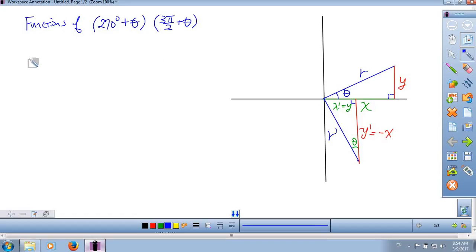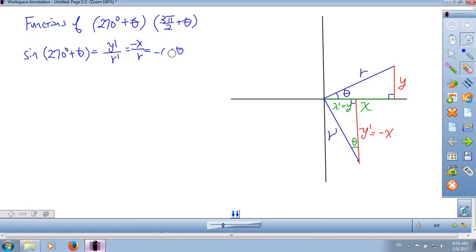So we can take a look at our sine functions. Sine of 270 plus theta will be equal to y prime over r prime. Now y prime is negative x over r, and r is the same, so it's negative cosine theta. So in the fourth quadrant, when we add 270 degrees, the pattern changes a little bit.